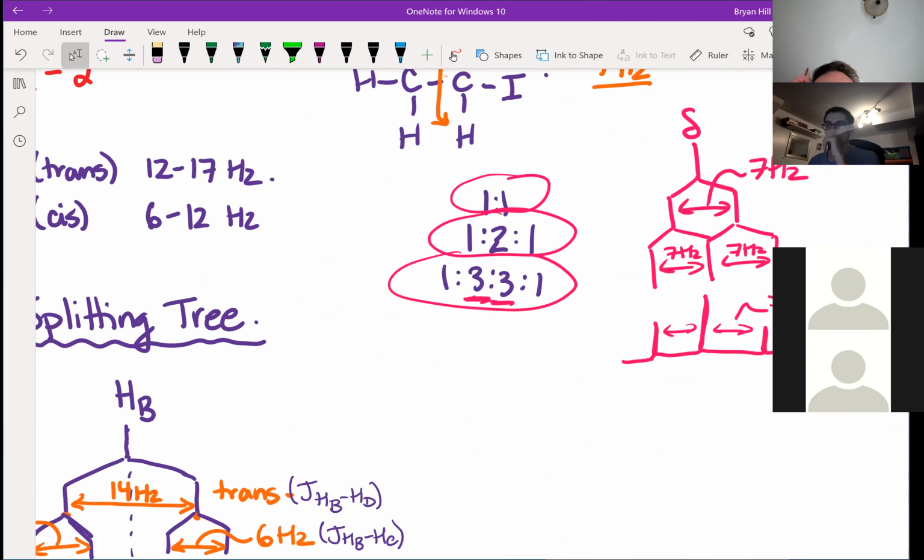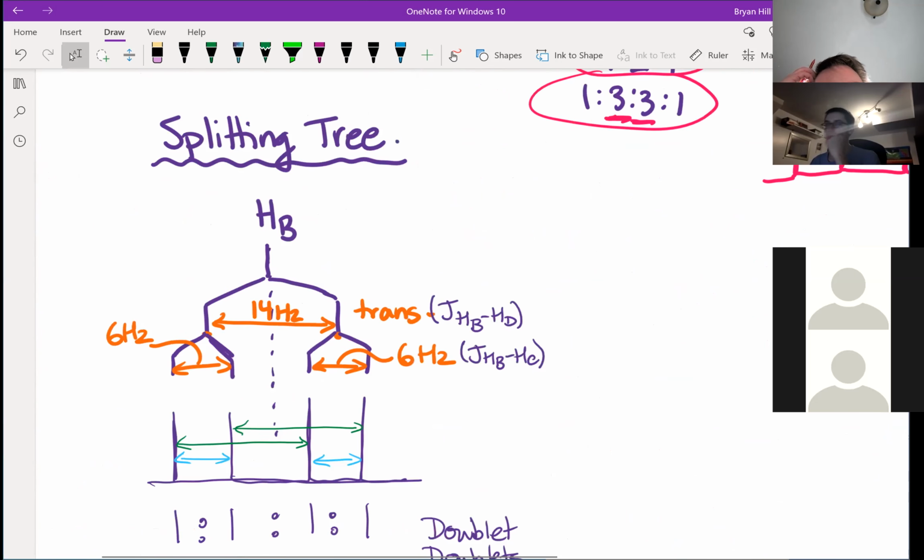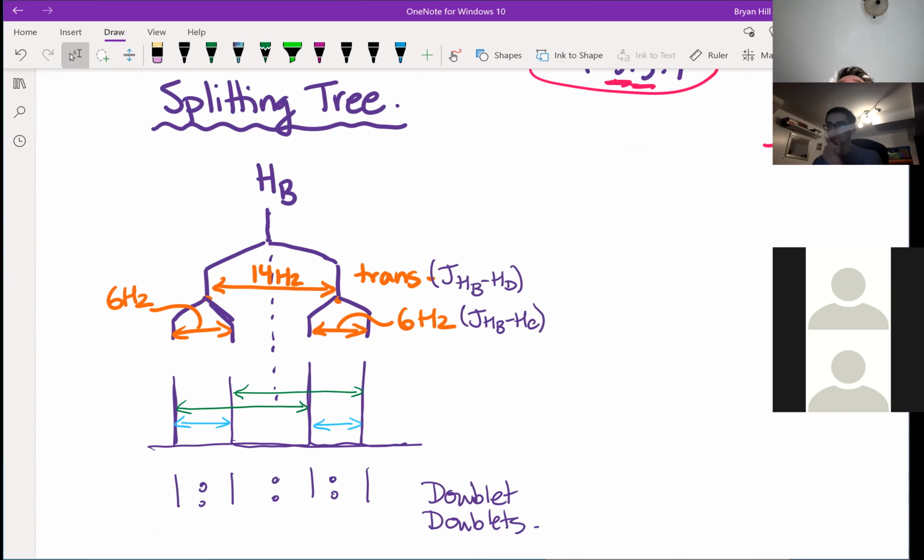Were there any questions at all? I guess the real important part is the splitting tree and the deuterium exchange. Just a simple experiment that you can just shake up with a little bit of deuterated water, rerun the spectra, and all the OH protons will basically just disappear entirely.